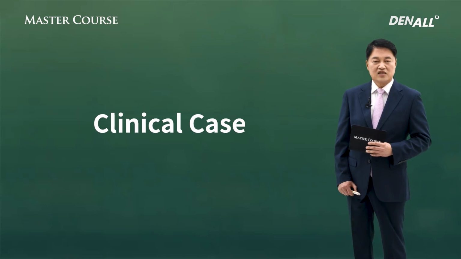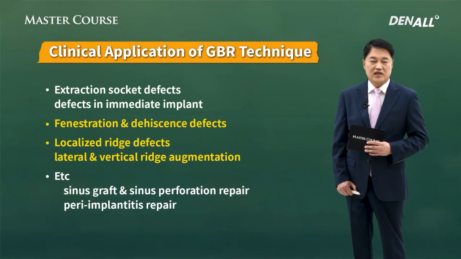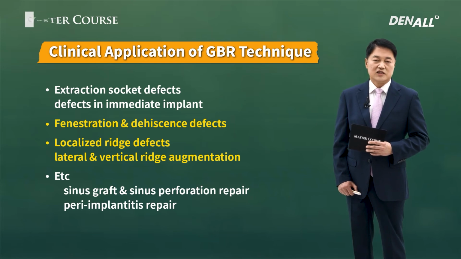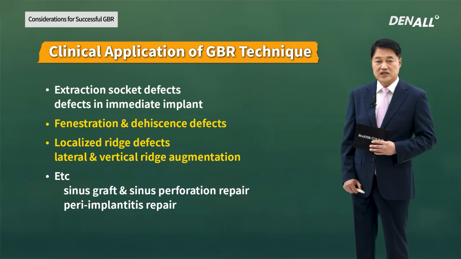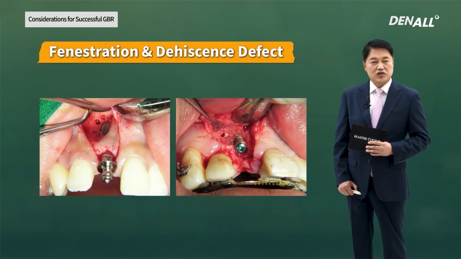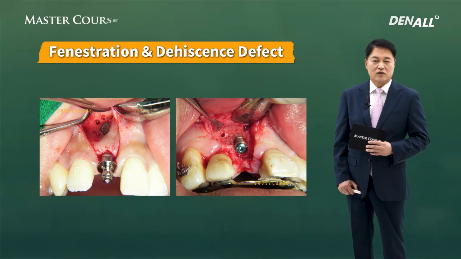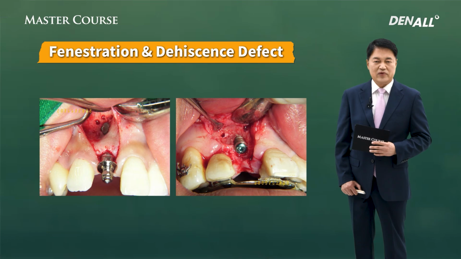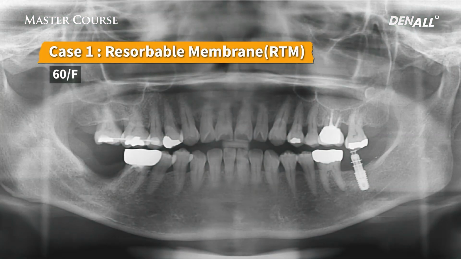I cannot show you everything, and I'm going to talk about fenestration, dehiscence defect, and localized ridge defect cases in which I did GBR. On the left, on the apex, you can see that there's a defect. This is a fenestration defect. And the defect on the coronal side is a dehiscence defect. The prognosis is better in fenestration defect, and it's more difficult to treat dehiscence defect.